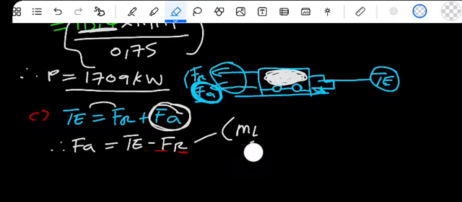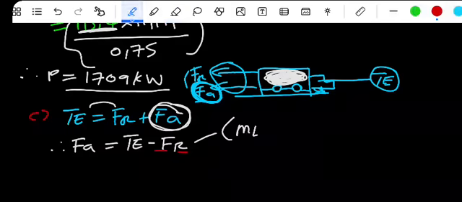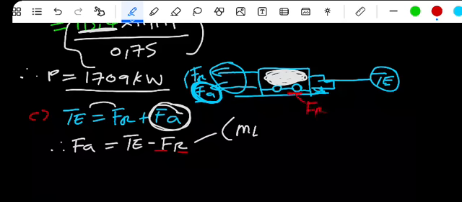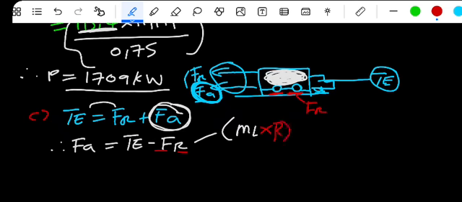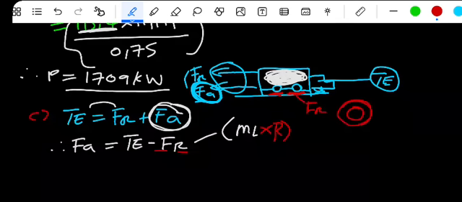Remember, the resisting force FR is taking place in the tires, where they are rolling. So we multiply by the rolling resistance. All right, so we have our FA.